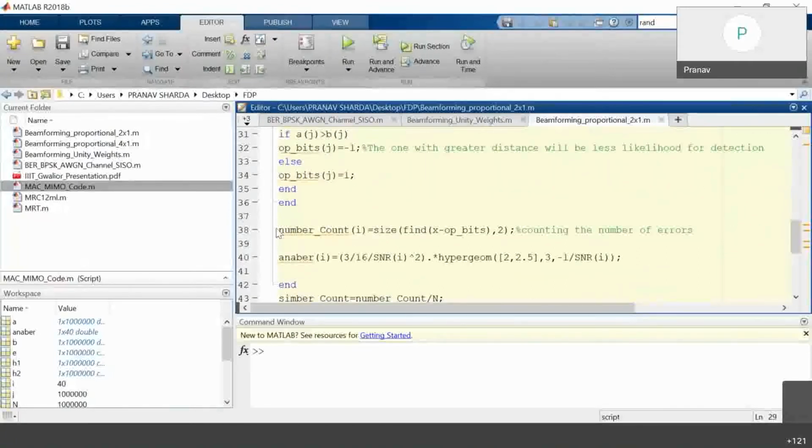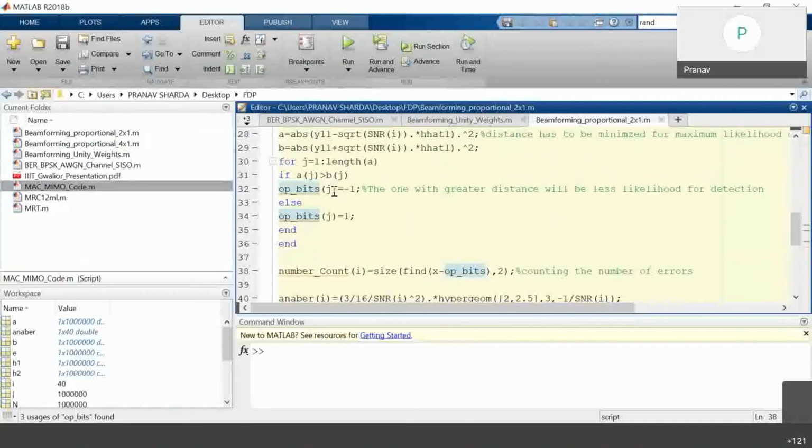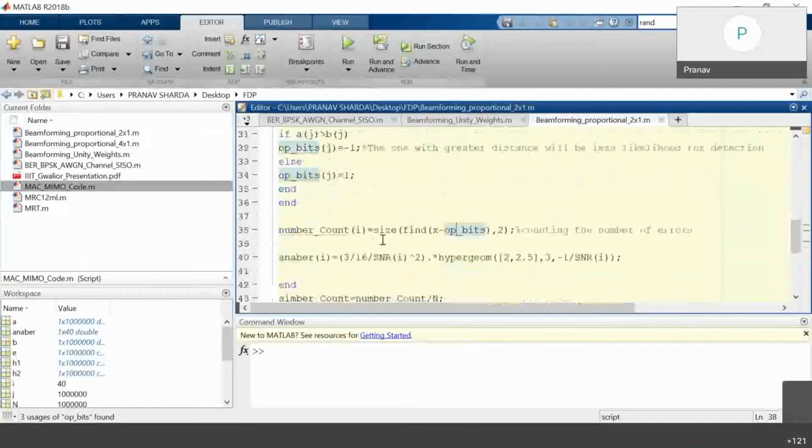So then again, we are counting the errors, same thing, using size and find command. Okay. So OP underscore bits is the detected symbol, right? X is the transmitted symbol, and OP underscore bits is one of the detected symbols. So we will see the difference. Then find command will find the non-zero values, and those non-zero values will correspond to an error, right? And size command will see how many non-zero elements are there in that particular array of non-zero values, right?